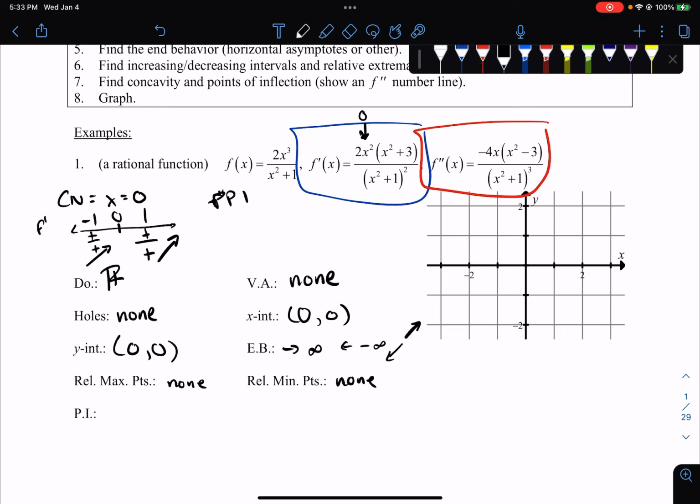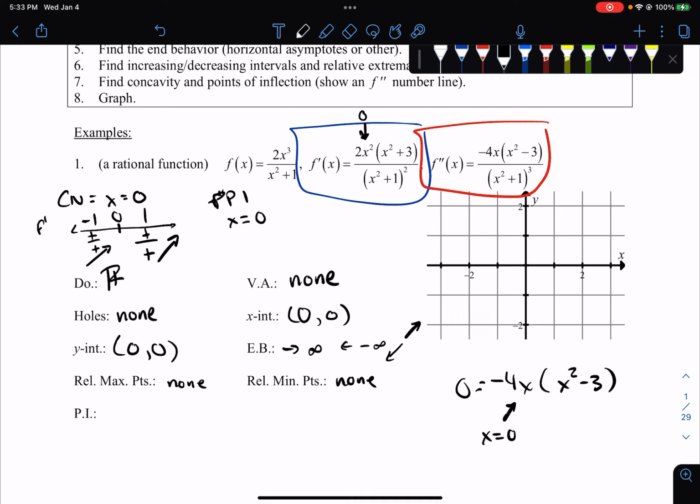So what could make f double prime equal 0? Nothing on the bottom. It doesn't matter what I plug into the bottom; the bottom is always going to be a value. It's never going to be 0. So on the top, if I have negative 4x times x squared minus 3, what's going to make that equal 0? Well, if I put x equals 0 in, the whole thing becomes 0. So one of my possible points of inflection is 0 itself.